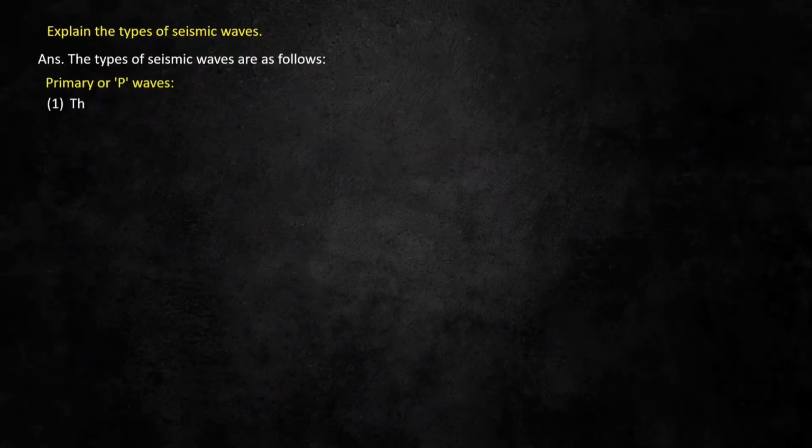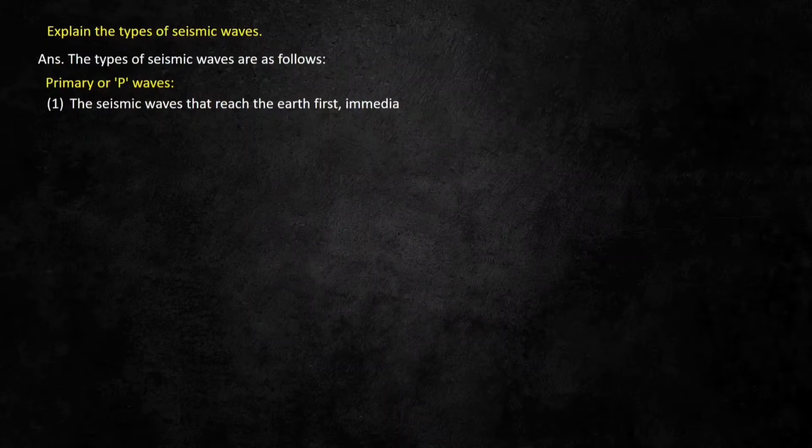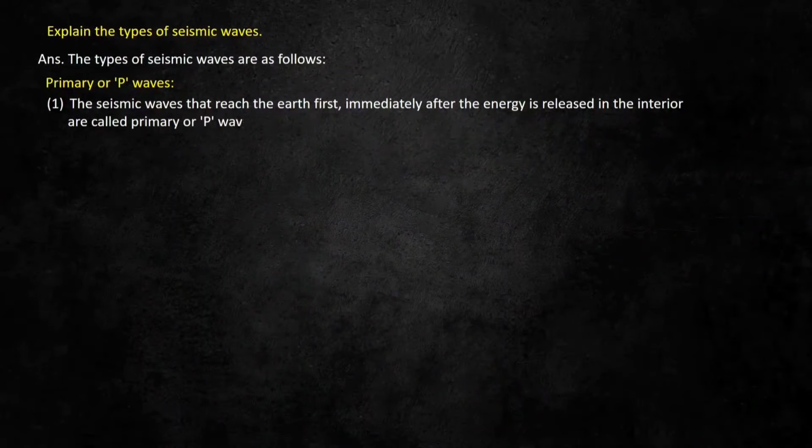Explain the types of seismic waves. The types of seismic waves are as follows. Primary or P waves. First point. The seismic waves that reach the earth first, immediately after the energy is released in the interior, are called primary or P waves.